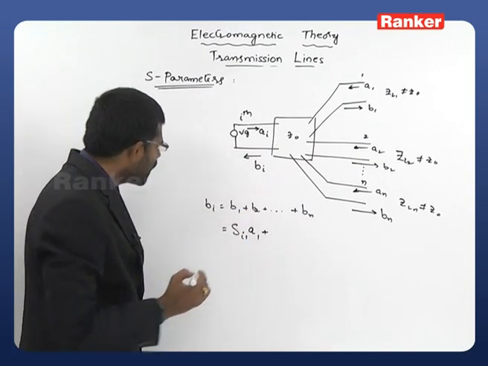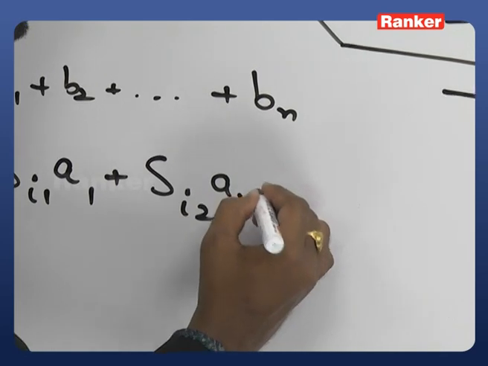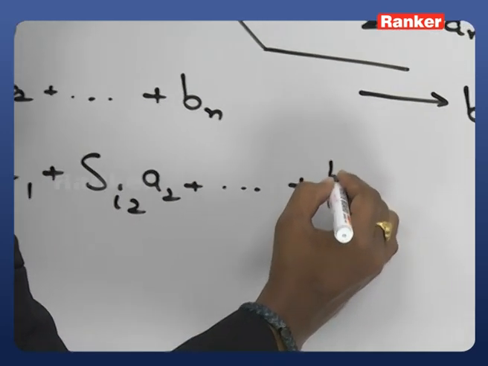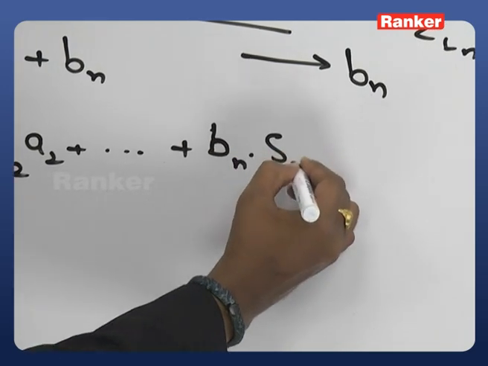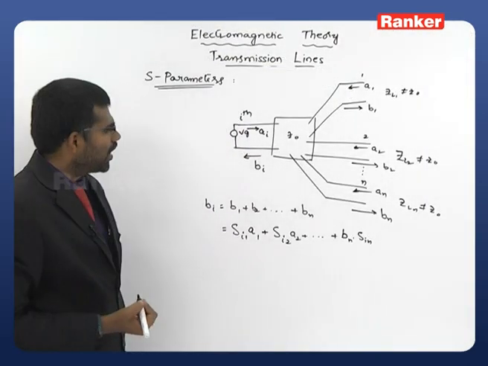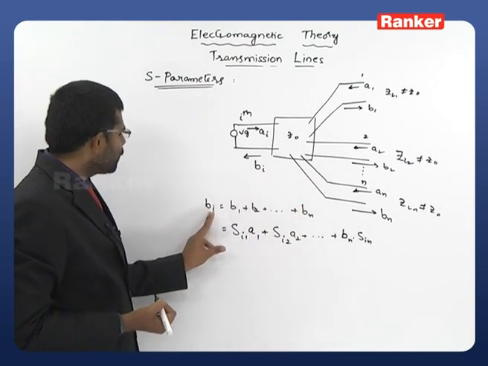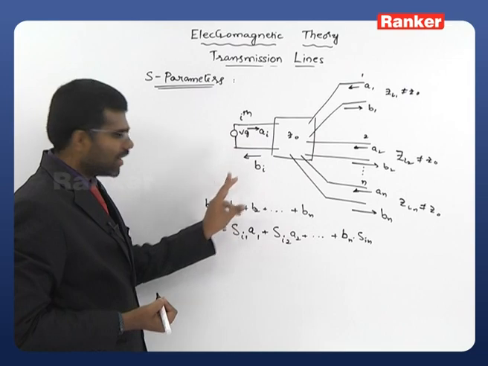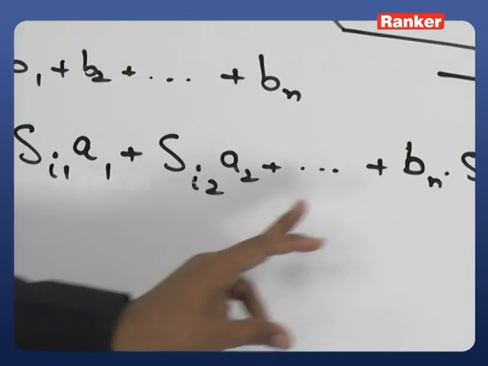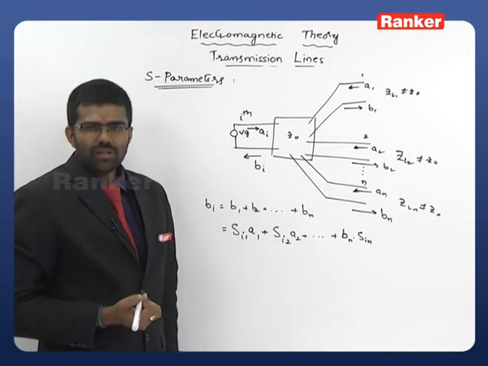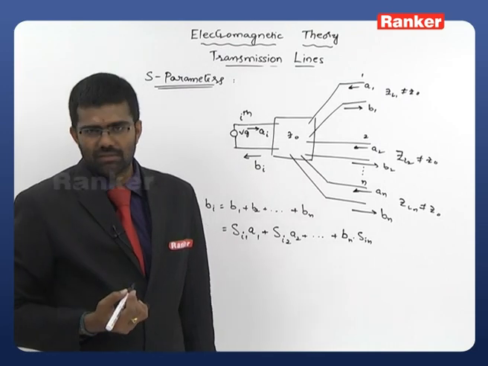Plus, similarly, how can you write this B2? Si2 A2, up to this, can be written as Sin multiplied with An. So here, clearly, the reflection at the particular port Bi can be written as Si1 A1 plus Si2 A2 up to Sin An. Now we have to generalize this particular equation for different applications.